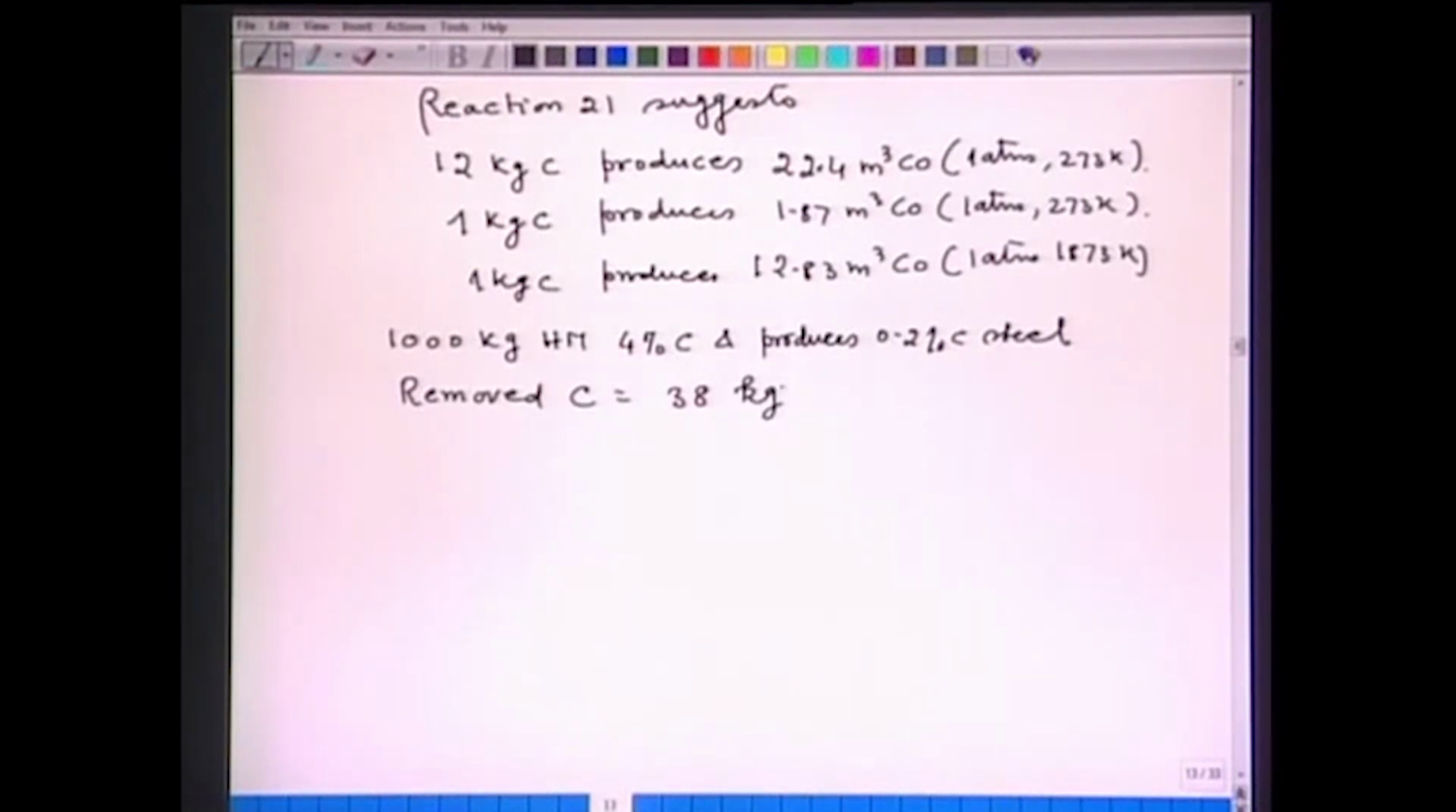Now, this 38 kg of carbon will produce 488 meter cube of carbon monoxide when calculated at 1 atmosphere and 1873 Kelvin. And my dear friend, this is per ton of hot metal. Of course, this amount of CO will be evolving over a period of time. It is not that suddenly it will evolve. It will evolve over a period of time.